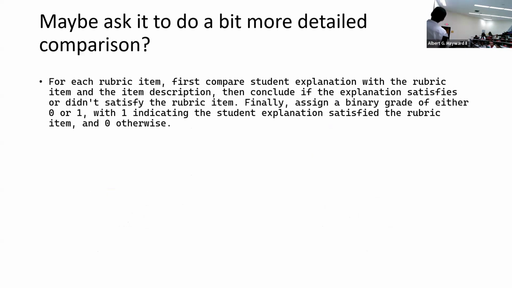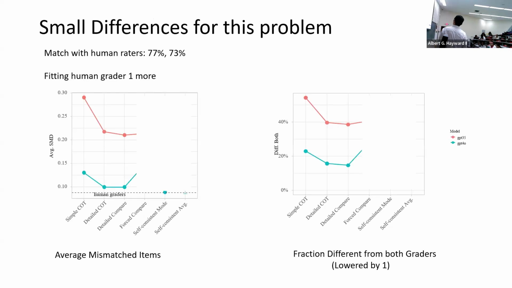So we tried something else. Maybe ask it to do a bit more detailed comparison, base your grading on student answers, not anything else. We said, okay, first compare student explanation with rubric item and the item description, then conclude if the explanation satisfies or didn't satisfy. Not really. For this problem, you can't really see the difference. That didn't quite work. But it did have one less case where it differs from both humans. So a slight, small improvement.